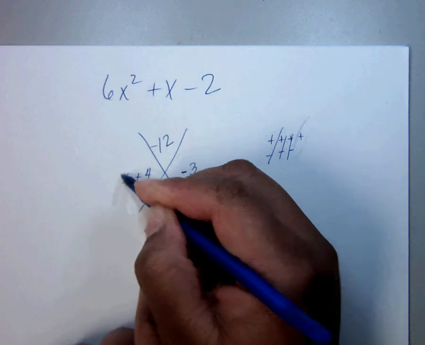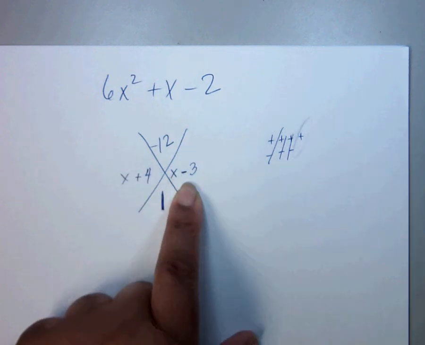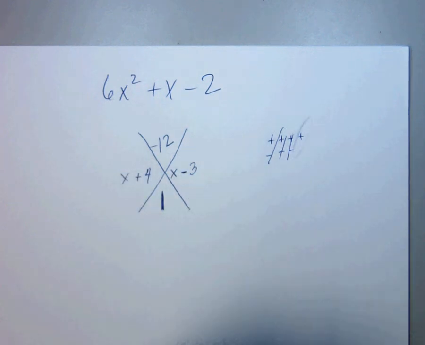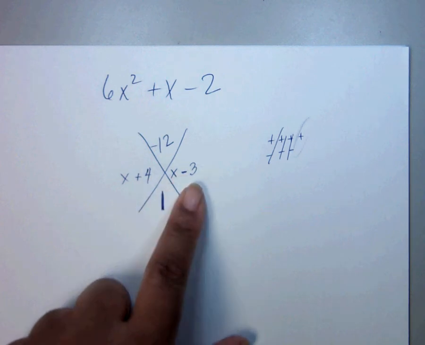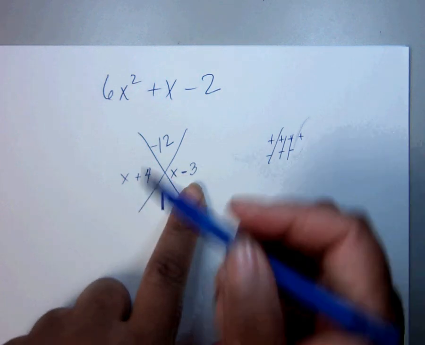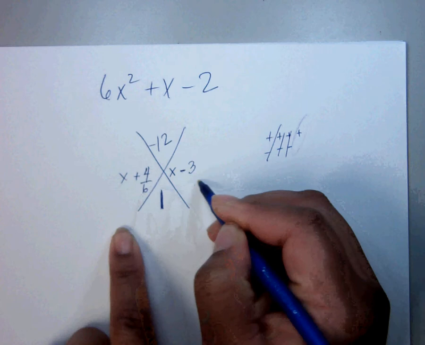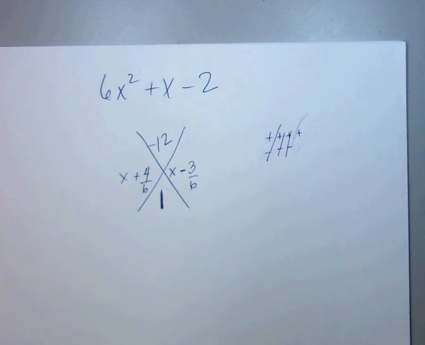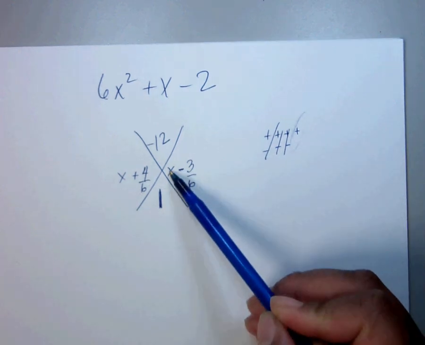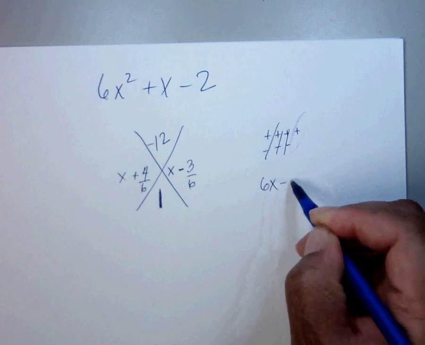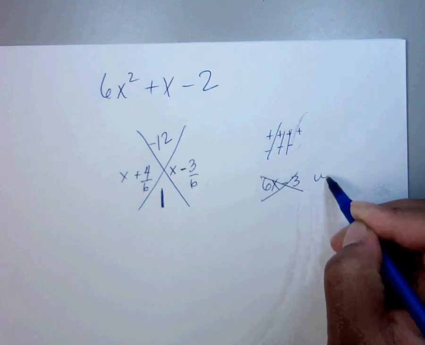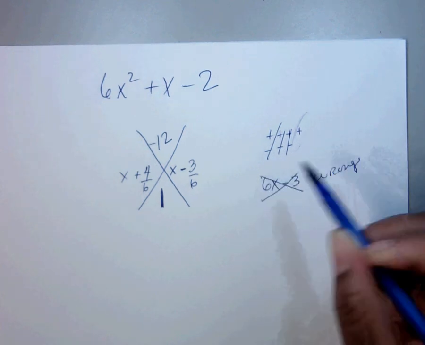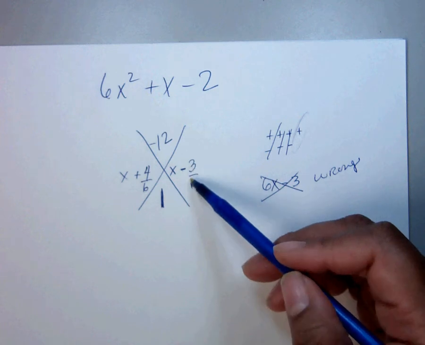So this is plus this plus that, and then x minus 3. What I don't want you to do is set both of these equal to 0 and think you're done, because you have to divide by 6. And do not slide the 6 in front and write 6x minus 3. That is wrong. You have to reduce this first. You have to divide it.